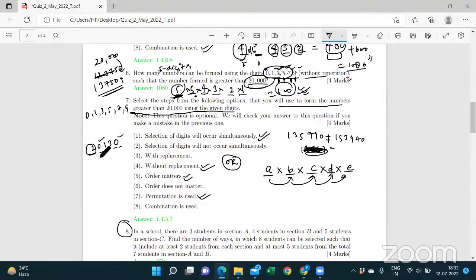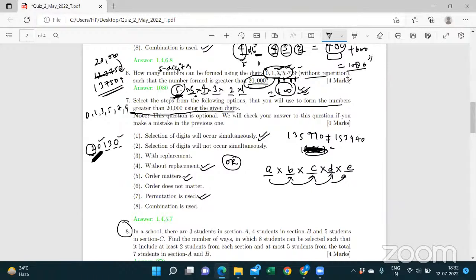Okay. So for the 4 places, I did 6 into 5 into 4 into 3. But the first digit cannot be 2, because 2 is not there in the list of numbers you have. And one more thing, if you are fixing 2, then what is the meaning? Then you cannot do the 3 at the first place. That is the meaning.